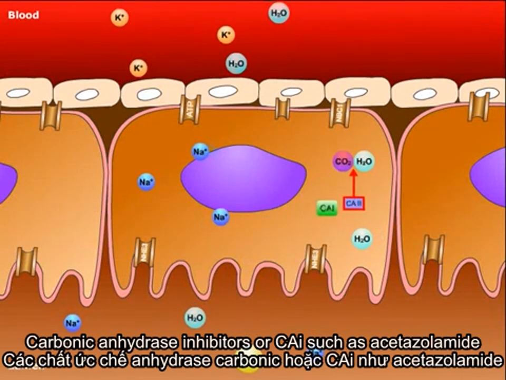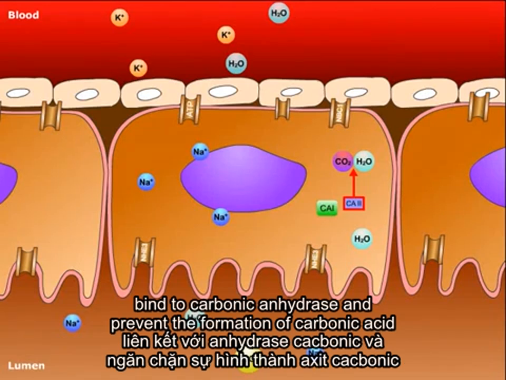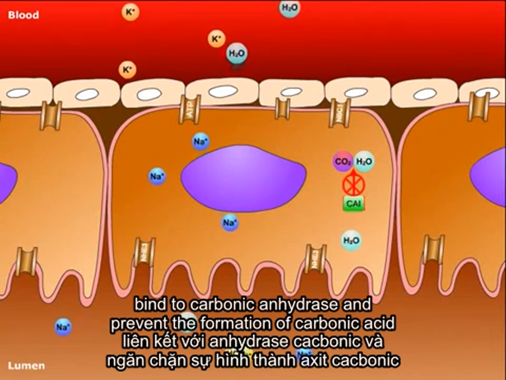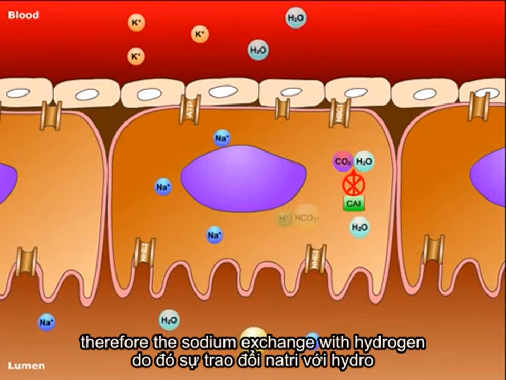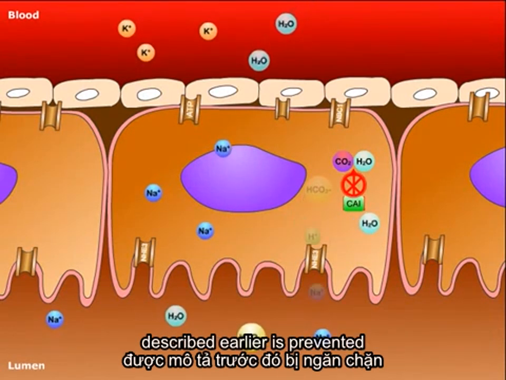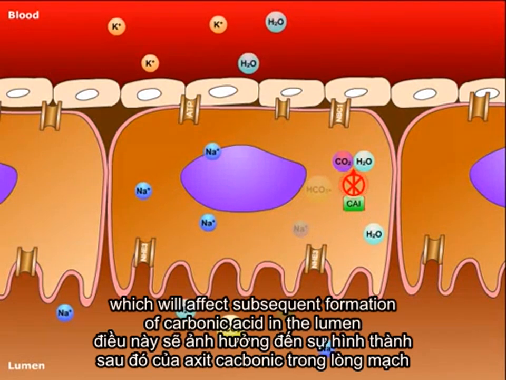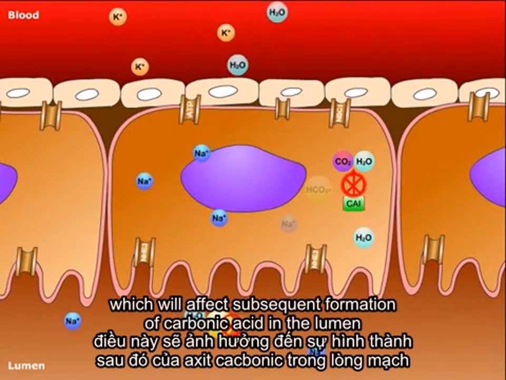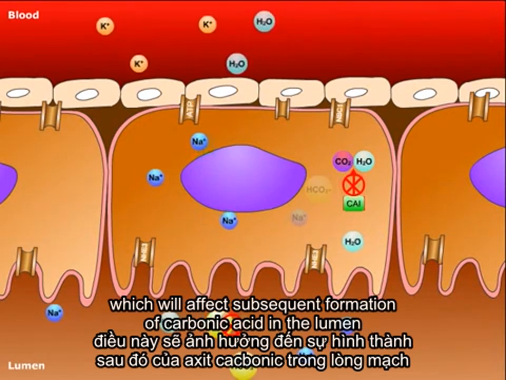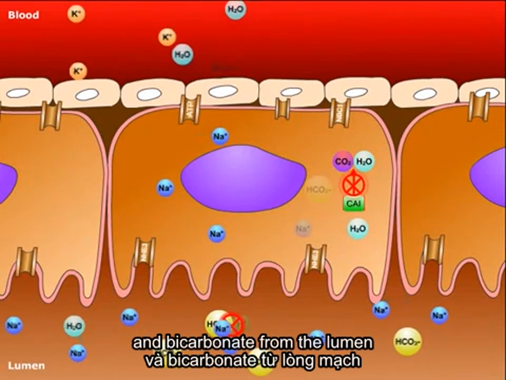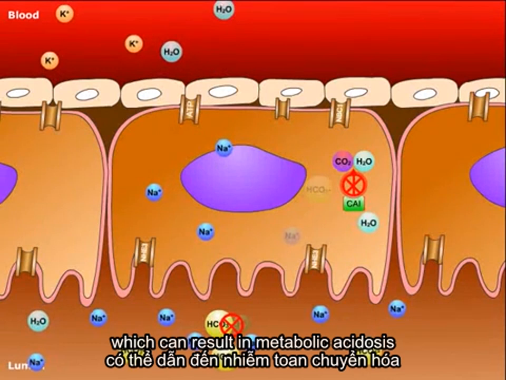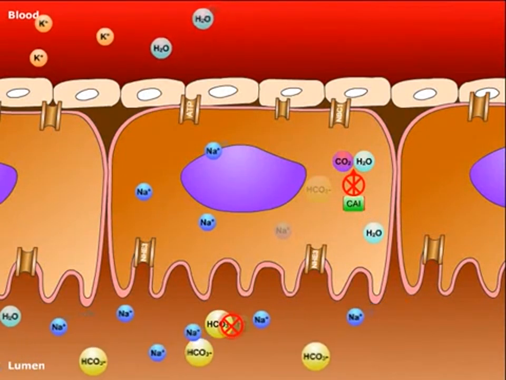Carbonic anhydrase inhibitors, or CAI, such as acetazolamide, bind to carbonic anhydrase and prevent the formation of carbonic acid. Therefore, the sodium exchange with hydrogen, described earlier, is prevented, which will affect subsequent formation of carbonic acid in the lumen. This will cause decreased reabsorption of sodium and bicarbonate from the lumen, which can result in metabolic acidosis.